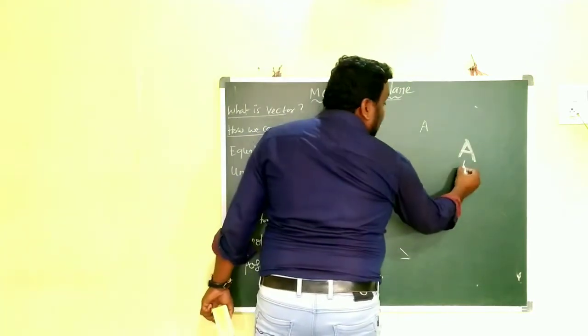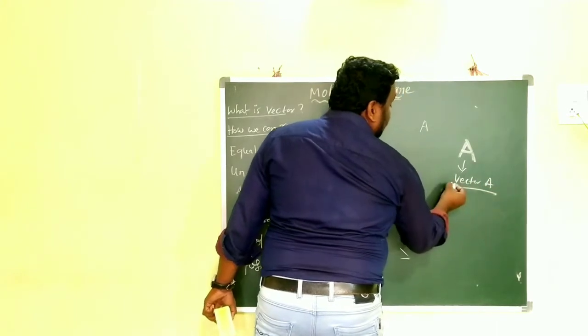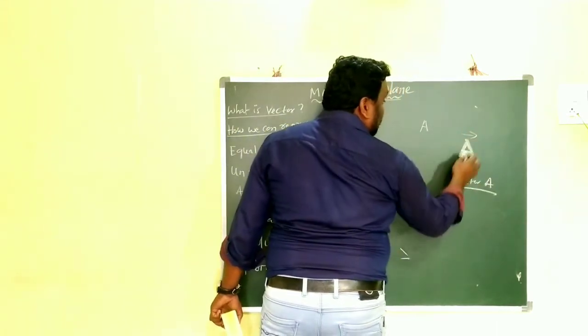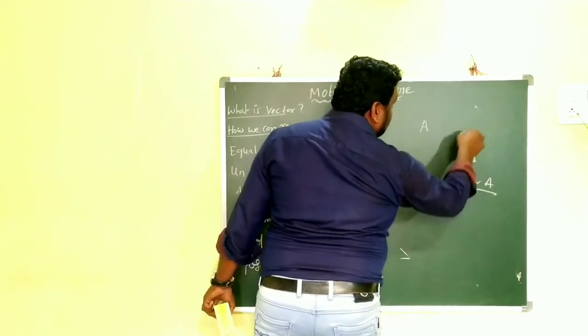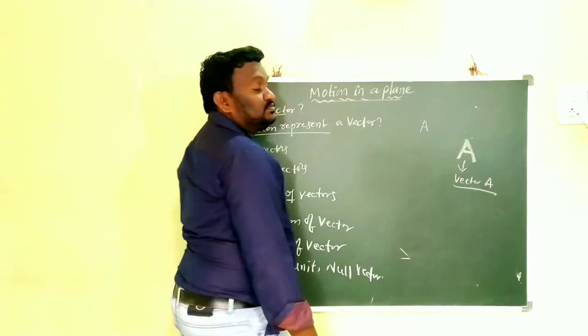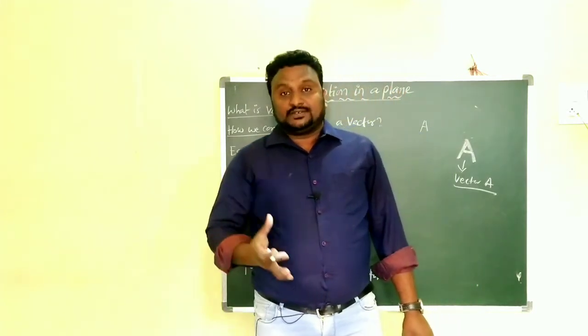So now it is the vector A. While you are pronouncing, now it is vector A. Even though there is no arrow mark above it, it is simply a bold type letter and it should have some thickness like that. Now it is called a vector. Clear? So in this way we can represent the vector.